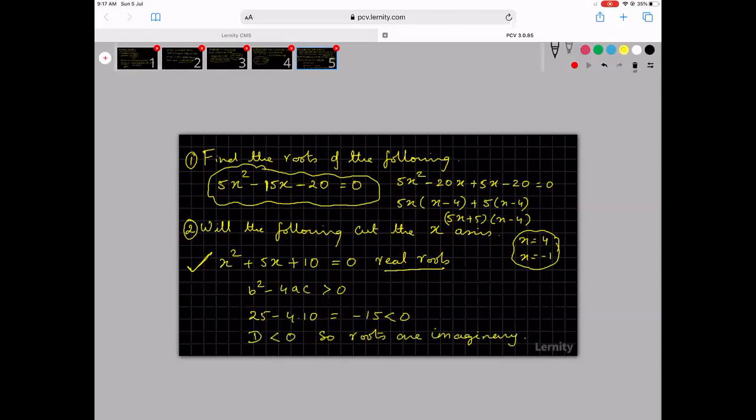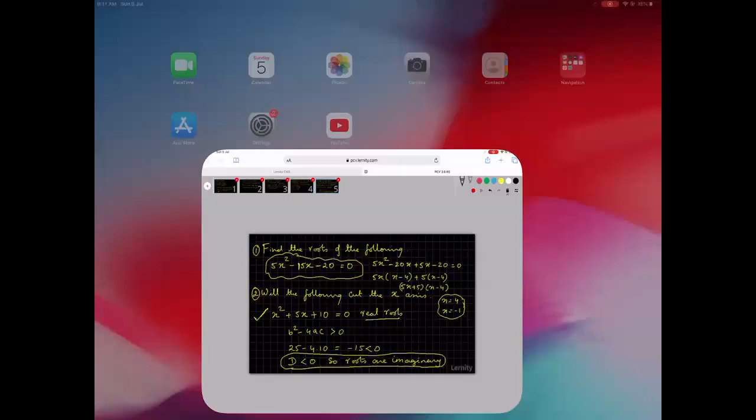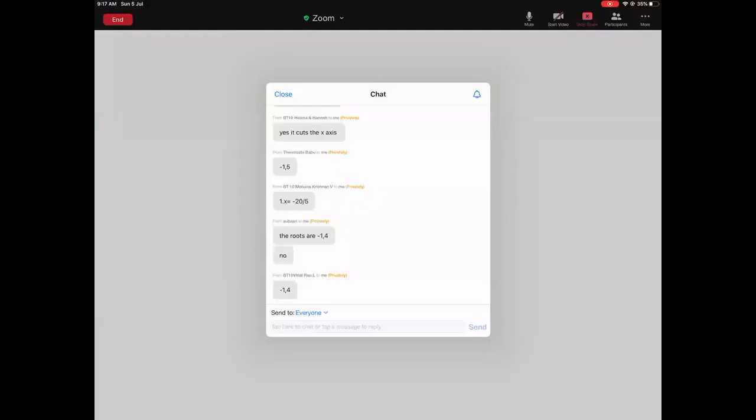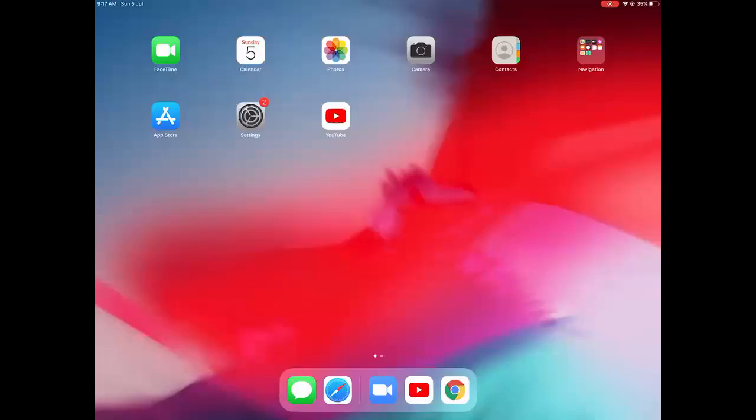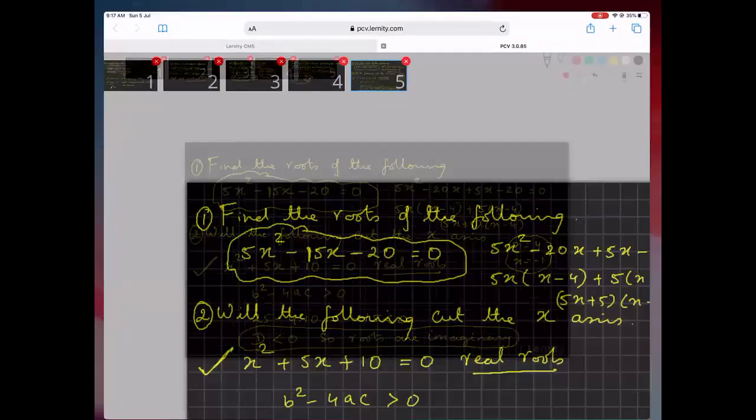The discriminant is less than 0, so roots are imaginary. Okay. So this is how you do it. Whenever they ask you whether a particular graph is going to touch the x-axis or not, if it has real roots, it will touch the x-axis. So based on that, you can conclude. Okay, so now let's move on.